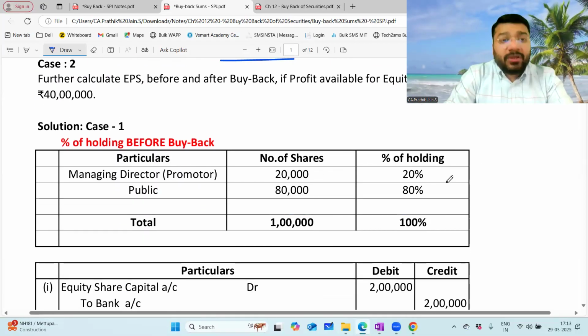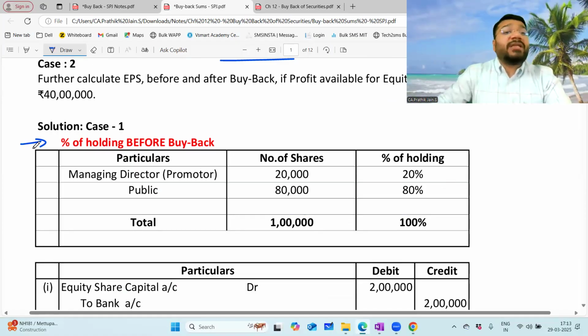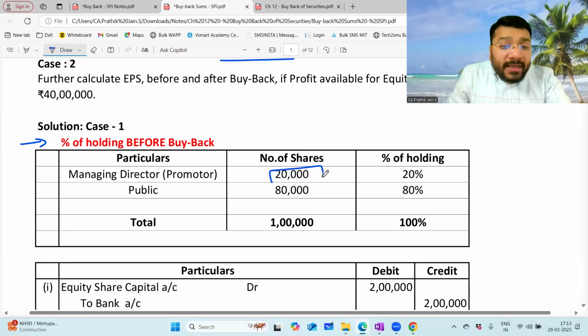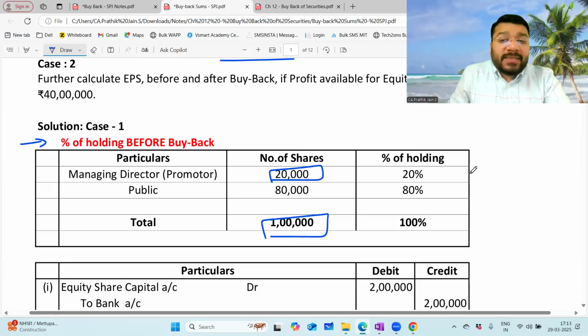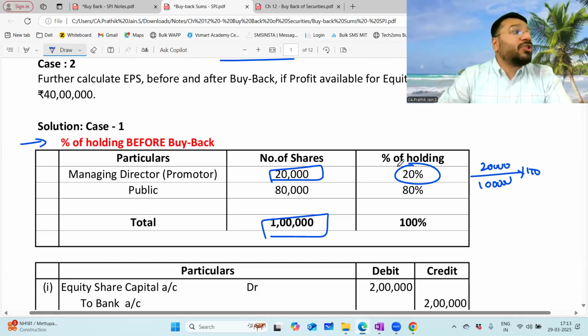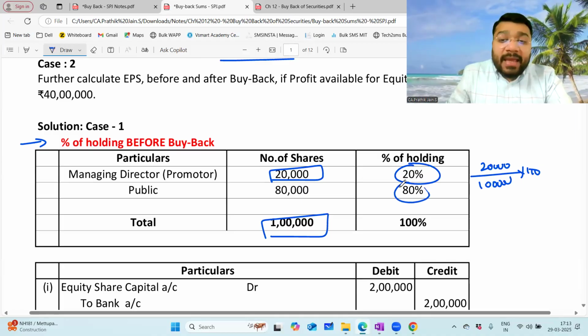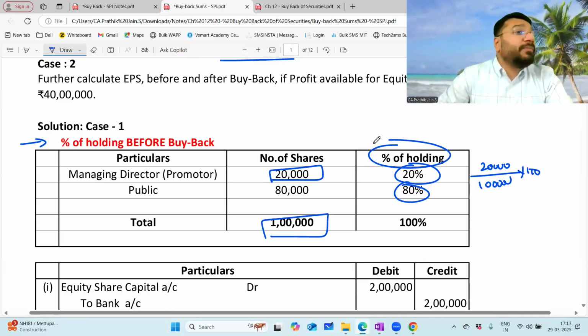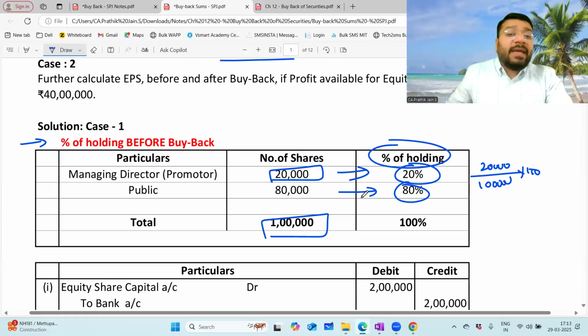Now the solution: you first have to tell me the percentage of holding before buyback. The managing director is holding 20,000 shares out of 1 lakh. So how do I get the percentage? 20,000 upon 1 lakh into 100 gives 20 percent. So 20% of the company's shares are held by the promoter and the remaining 80% by the general public. These are called the percentage of holding. Together it is 100 percent.